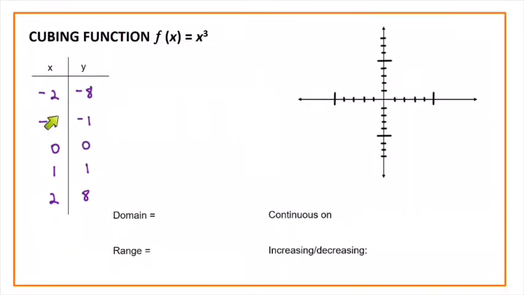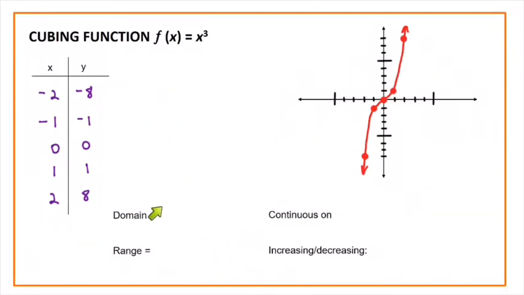Now when we graph these points, (-2, -8) will be here. (-1, -1) would be here. (0, 0) here. (1, 1) here, and (2, 8) here. And when we connect the dots that we've got here, we get a graph that looks like this. It's kind of like twisted in the middle. This is the basic cubing function. It goes down on the left side and up on the right side.